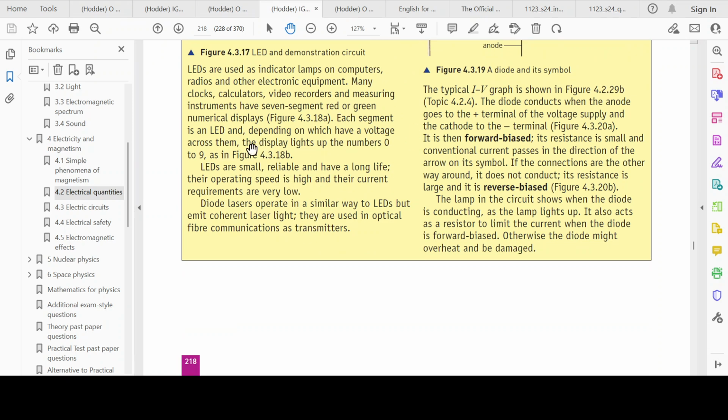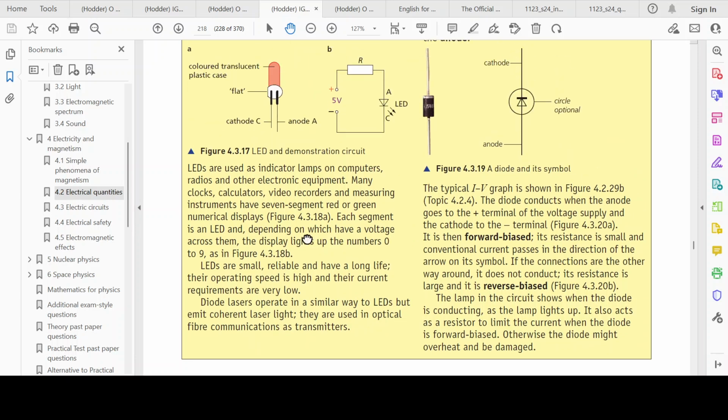The voltage, sorry, not current. LEDs are small, reliable, and have a long life. Their operating speed is high and their current requirement is very low. Diode lasers operate in a similar way to LEDs but emit coherent laser light. They are used in optical fiber communications and transmitters.